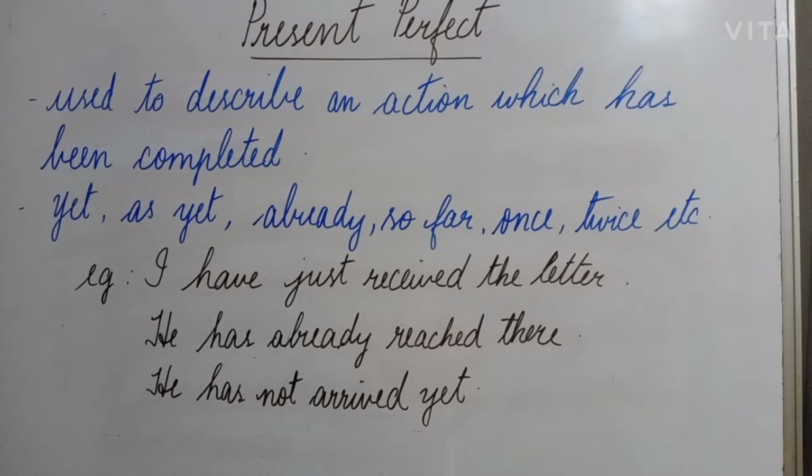Present perfect tense is used to describe an action which has been completed, and I have written a few words that help us to find present perfect. So the words are yet, as yet, already, so far, once, twice, etc.